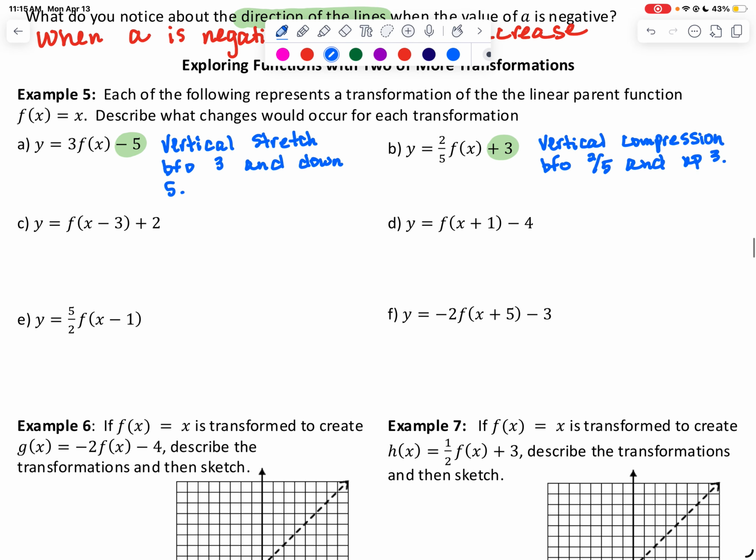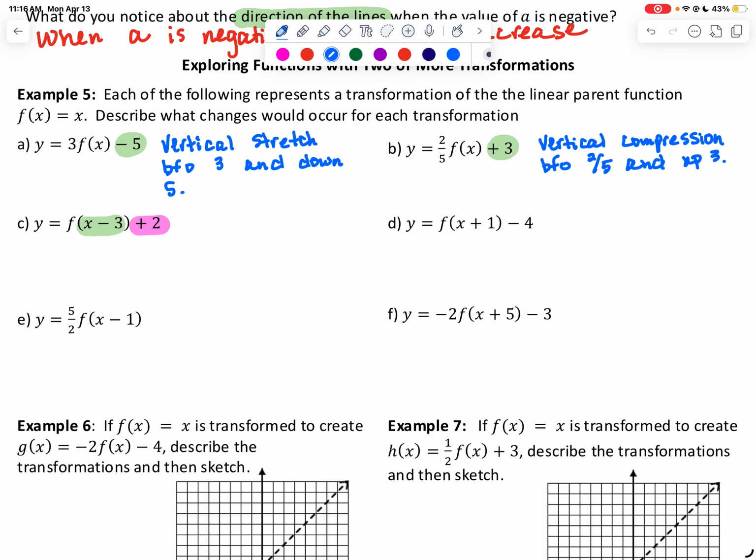All right. Now problem C is from what we learned yesterday. We have y equals f of x minus 3 plus 2. This time we're changing the input and the output. So we're going to be moving horizontally and vertically. Now, when your transformation is inside the parenthesis, so this x minus 3 is inside the parenthesis, that means you'll be moving to the right or left.